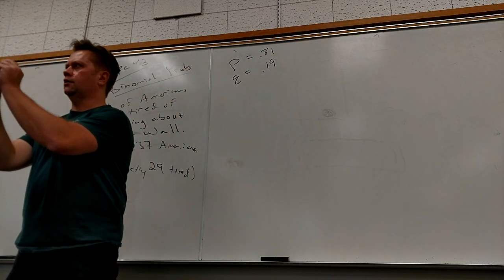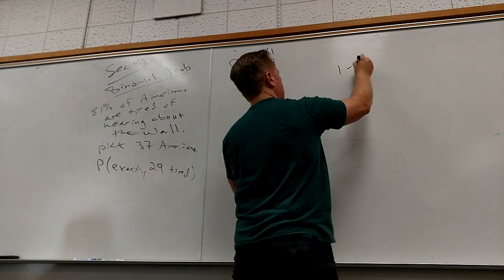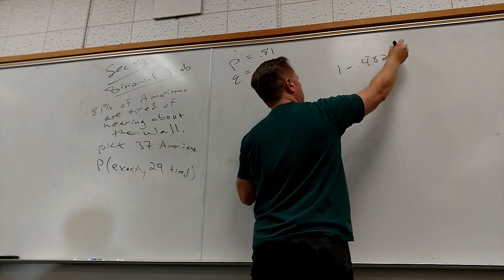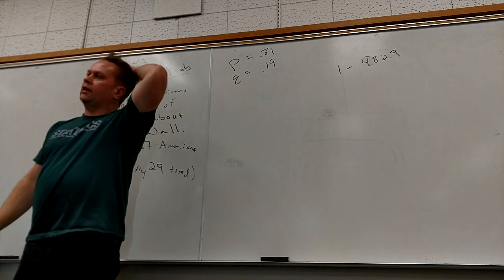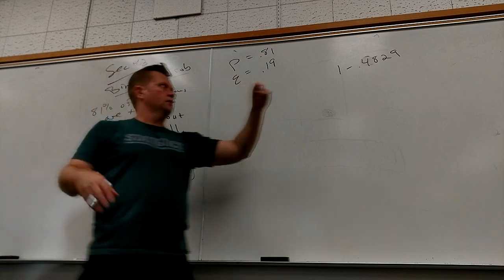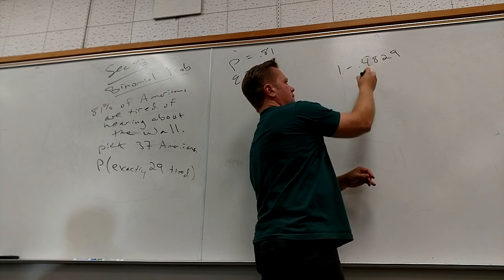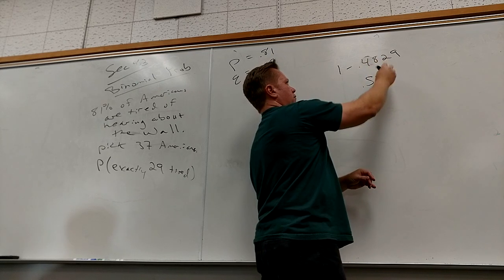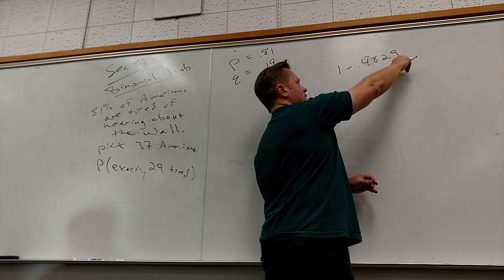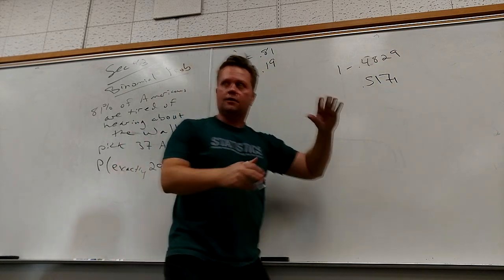Very quick side note. Completely a side note. This happens so many times. Let me just do this: 1 minus 0.4829. I know you got a calculator, but let me show you something. What makes this 9? 5. What makes this 9? 1. What makes this 9? 7. And what makes this 10? That's what it is.